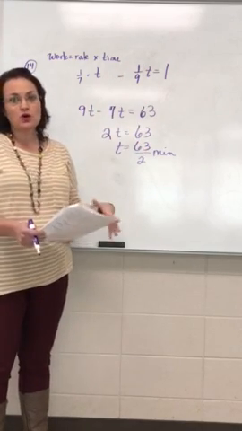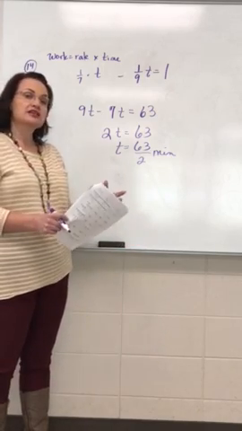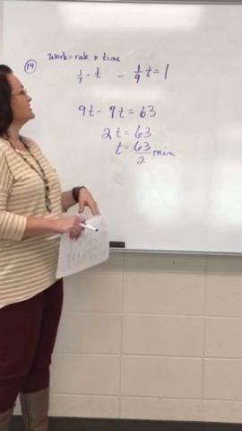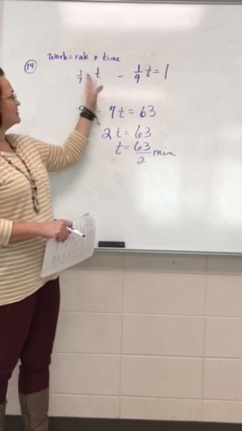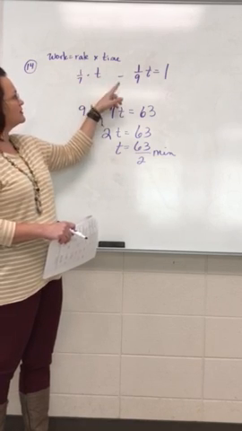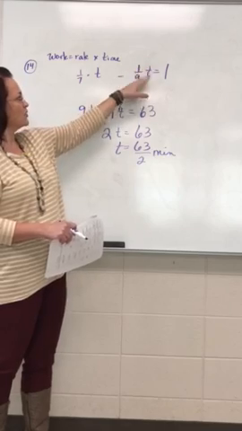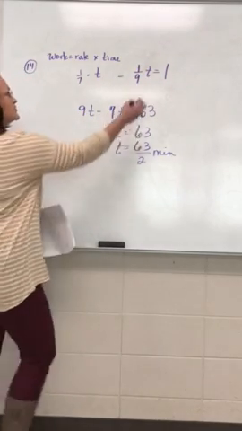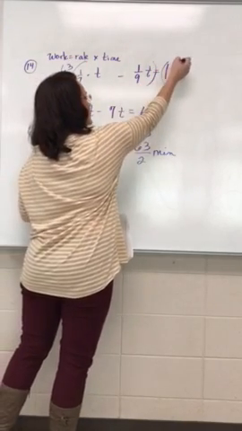To do these work problems, you set them equal to one job completed. If these two were both filling, we'd say plus, but since they're working against each other, we say minus. So the work of this pipe, 1/7 times T, subtract the work of the other one, 1/9 times T, equals one job. And then to complete this, we multiply by the LCD, which is 63, on each side.